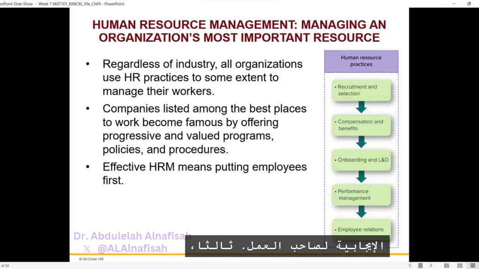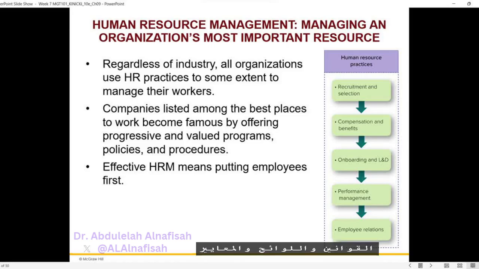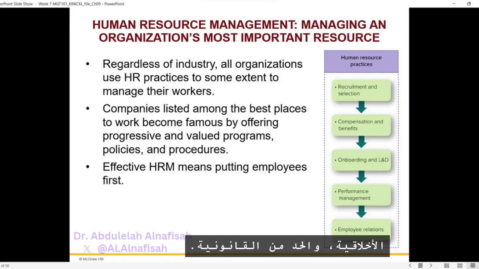brand. 3. Compliance and risk management. HRM ensures organizations adhere to labor laws, regulations, and ethical standards, reducing legal disputes and reputational damage. 4. Organizational culture and employee engagement. HRM shapes a positive work environment, promoting employee recognition, work-life balance, and inclusivity, which boosts engagement and loyalty.